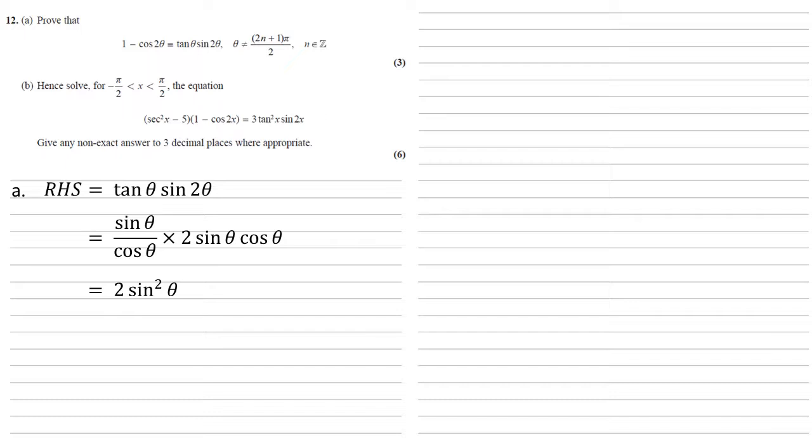But from our double angle formula for cos, we know that cos 2 theta is equal to 1 minus 2 sine squared theta. So rearranging this gives us that 2 sine squared theta is equal to 1 minus cos 2 theta as required.